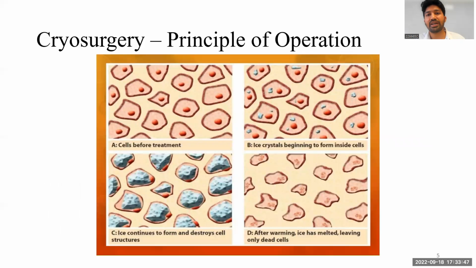Here we can look at the cells before treatment and after treatment using cryosurgery. We can see the ice crystal formation, and then the thermal shock, which has caused the cell membrane to fail, permanently leading to cell death.